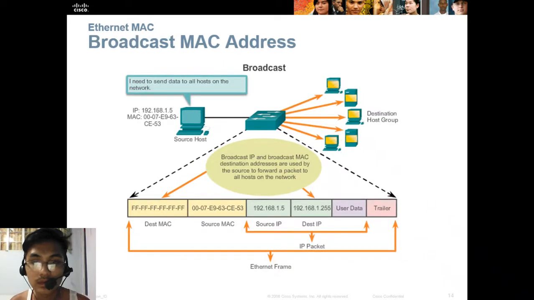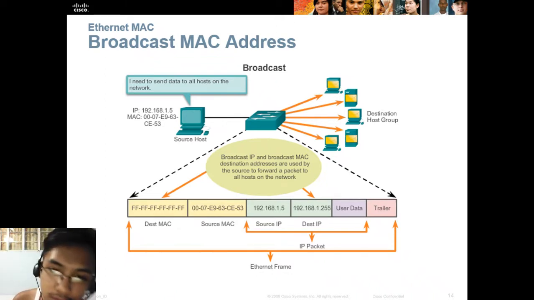So broadcast is used for sending frames to multiple devices. The broadcast IP and broadcast MAC destination addresses are used by the source to forward the packet to all hosts on the network. So they still have the same credentials needed.